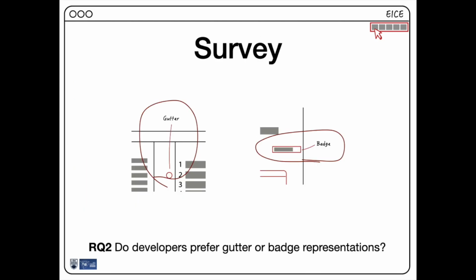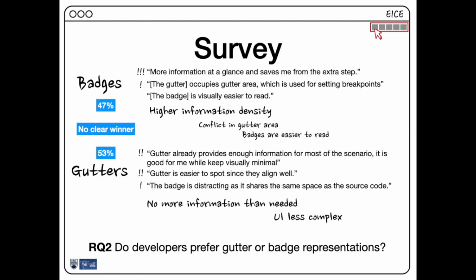For the second research question, do developers prefer gutter or badge representations? For each task, we gave them one gutter representation and one badge representation. The first finding is that for two of the tasks, developers prefer badges over the gutter visualizations. However, for the other two tasks, badges were not preferred. This suggests the characteristics of tasks remain an important factor when choosing between these representations.